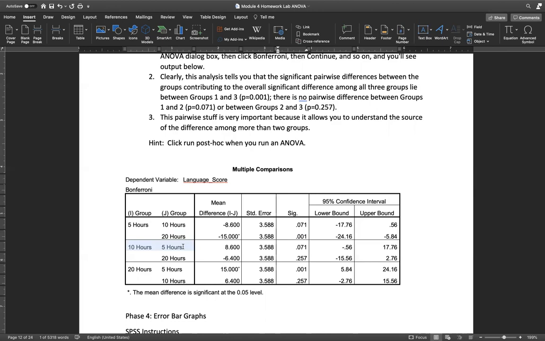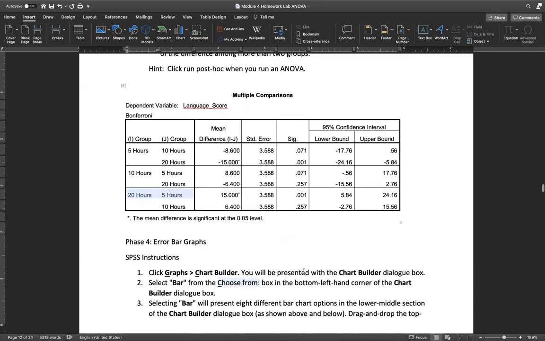We know this one's not significant because this is just the mirror image of this one. But what about the 10 to 20 hours? Is that one significant? Nope. Here again, this is the 20 to 5, which is the same one we looked at here. So that's significant. While the whole ANOVA was significant for having a difference, the truth of the matter was only the 5 hours to 20 hours had a significant finding, which is kind of interesting, right? So now you know how to do the post hoc.